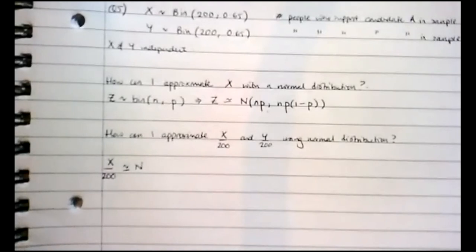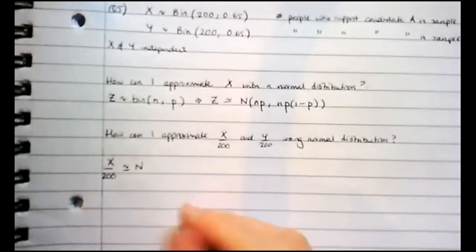Okay, so John has actually told everybody what to do in the chat, which is amazing. He's saying that when we've got a constant times a random variable, we need to multiply the mean by the constant. So in this case, divide the mean by 200, and we need to divide the variance by 200 squared.